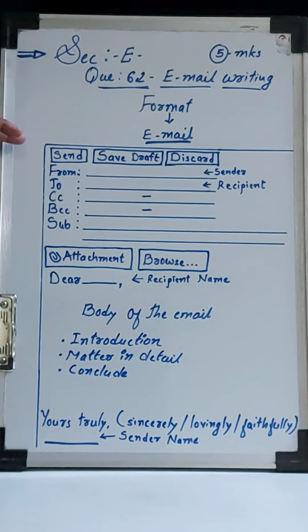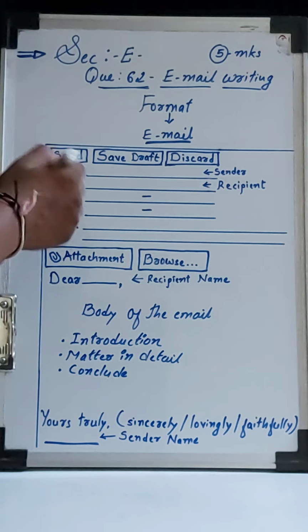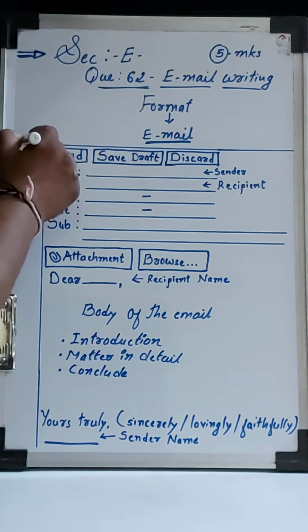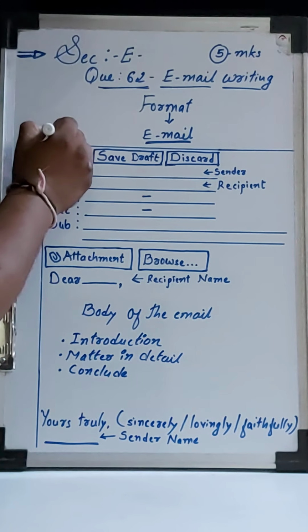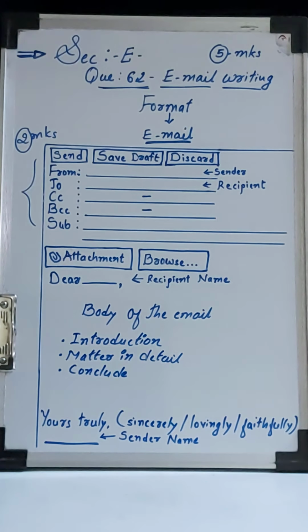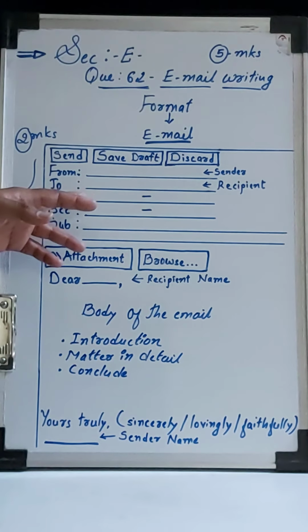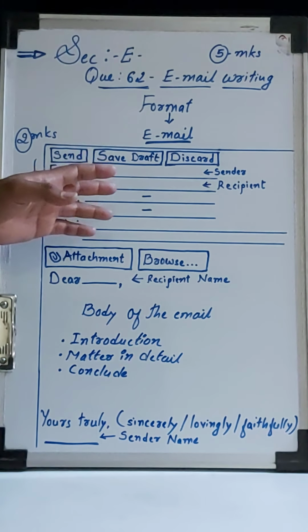Students, so from Send up to Subject, these are 1, 2, 3, 4, 5 and 6 parts. These all up to here carry 2 marks. If you write this well and perfectly, you will definitely be given 2 out of 2. Later on we'll also see how to make an email address and how to write it.